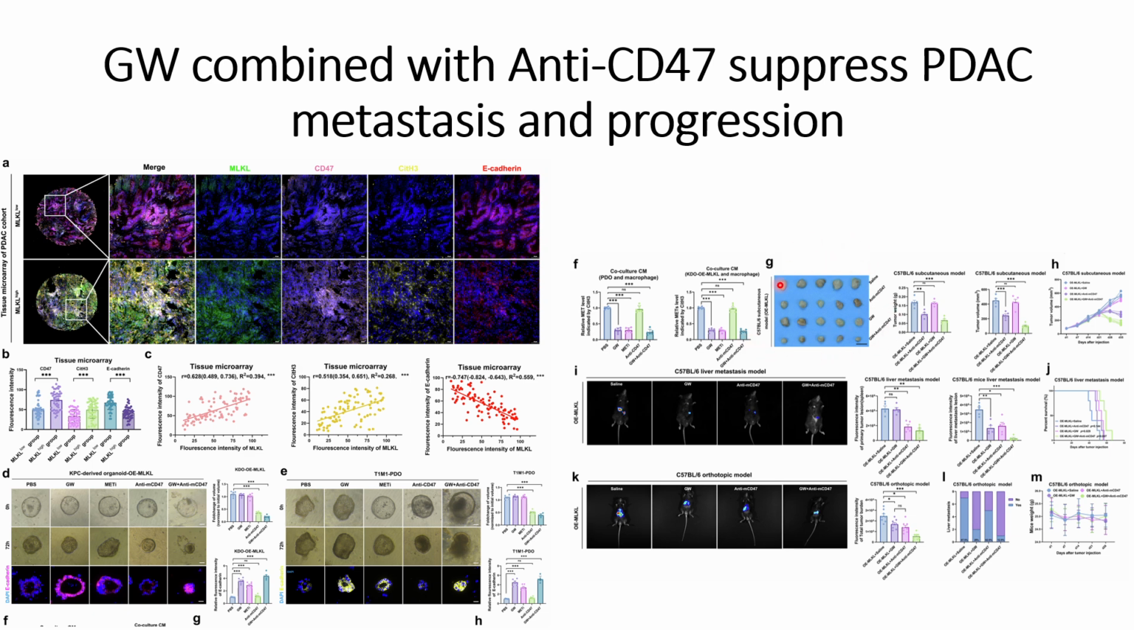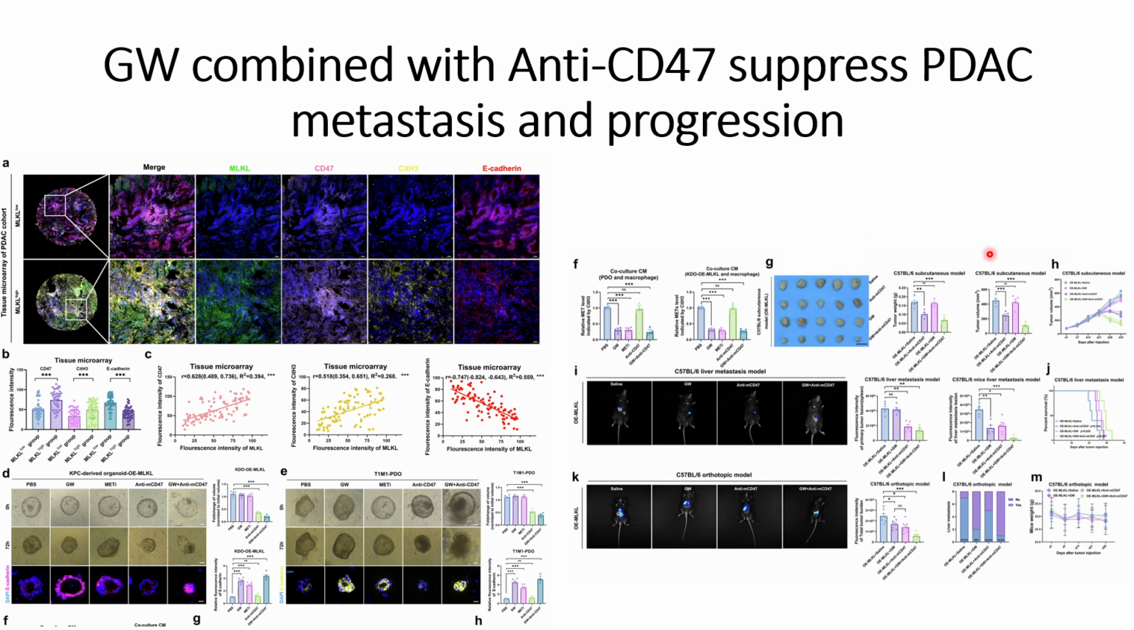And panel G is the representation of the tumor volume, where we can see that tumor volumes are lower for the GW and anti-CD47 cases in all the cases shown here, where only GW is used or only anti-CD47 is used. So the combined synergistic effect will lead to lower metastasis and progression of the pancreatic tumor cells.